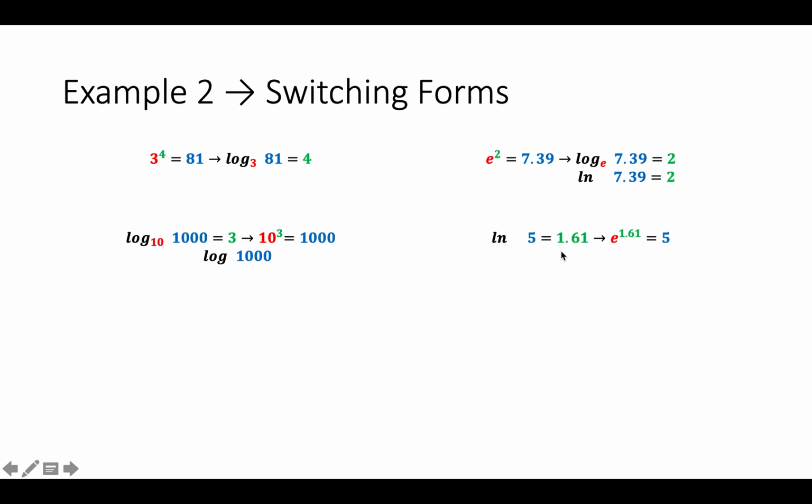So again, take a look at the position of each number. Base goes with base, exponent with exponent, argument with output. If you need more time to process this information, pause the video before you move on to the next example. I would like you to take a closer look as I put these numbers. Base is in color red. Exponent is in color green. And then the argument or the output is in color blue.